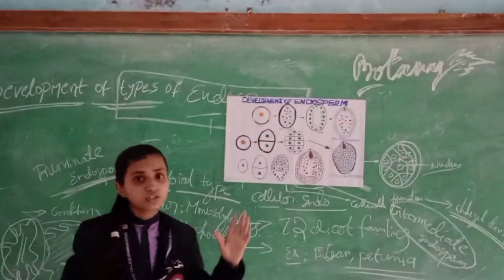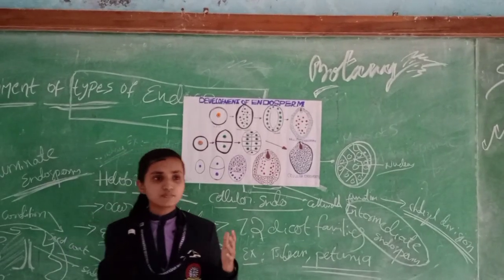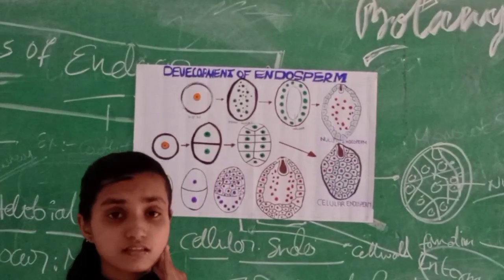So this is about types of endosperms in angiosperms. Hope you understand, guys. Thank you.